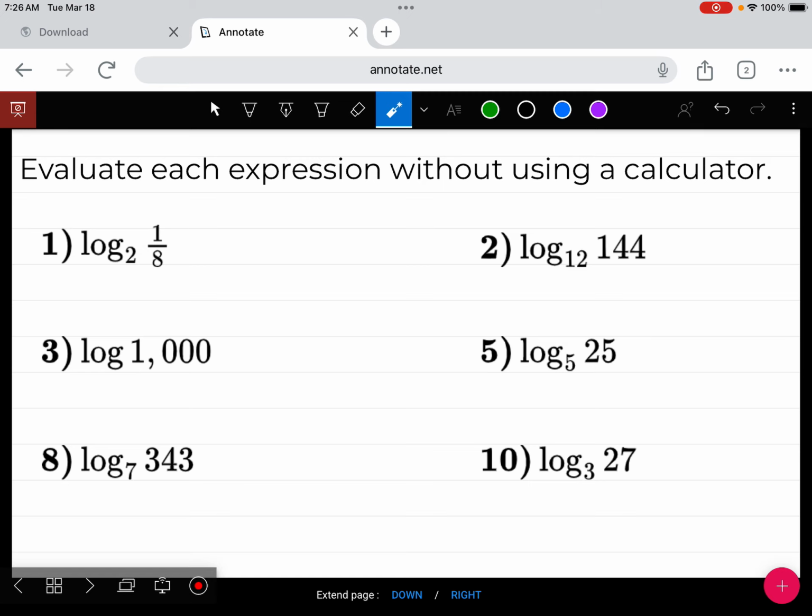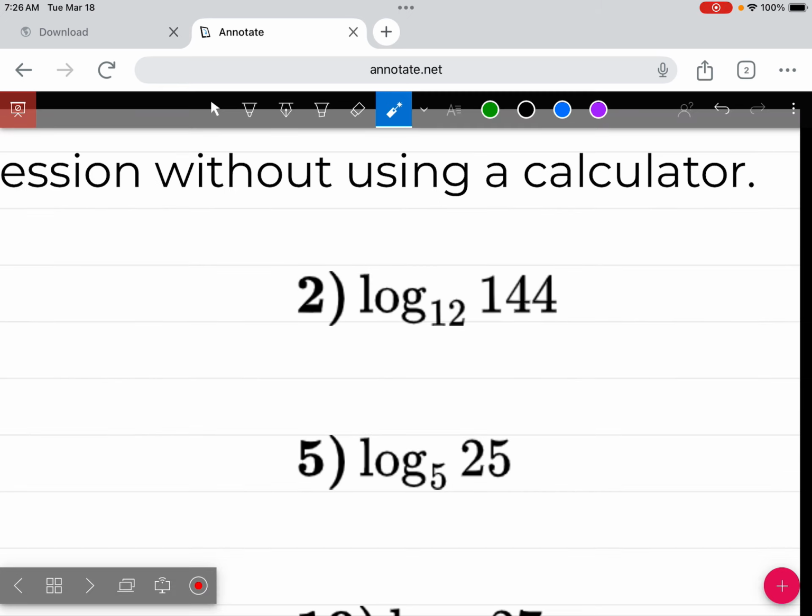So I'm actually going to start us with number 2, and then we'll do number 1, just because 1 feels like a lot to start with. I don't like that at first. So we're going to start with number 2. So we have log base 12 of 144.